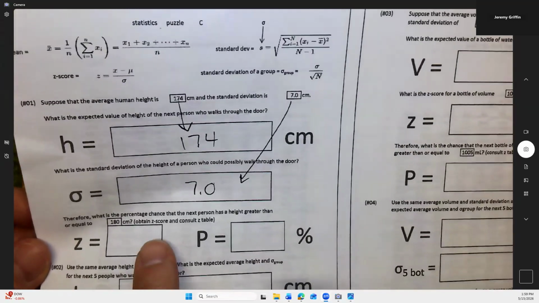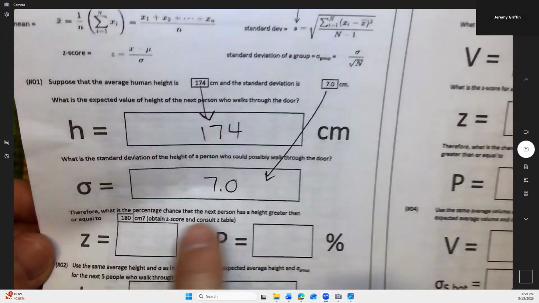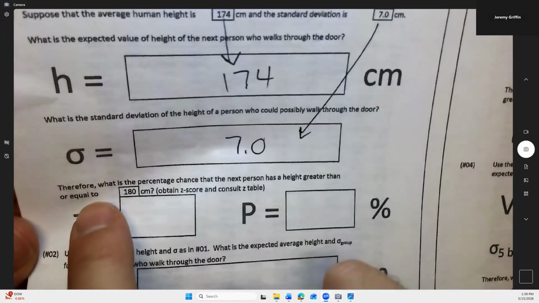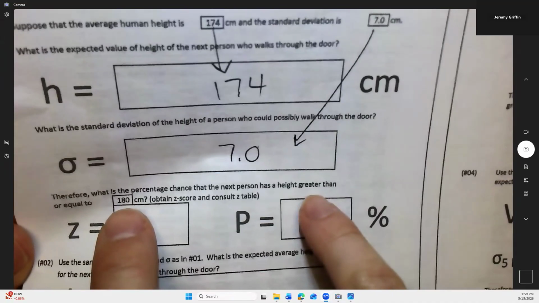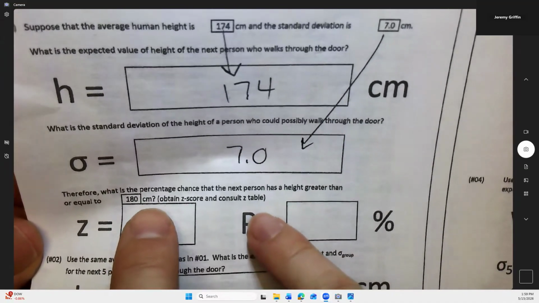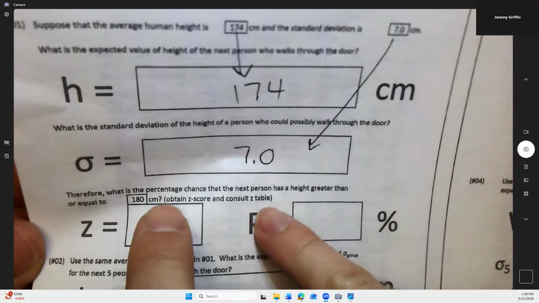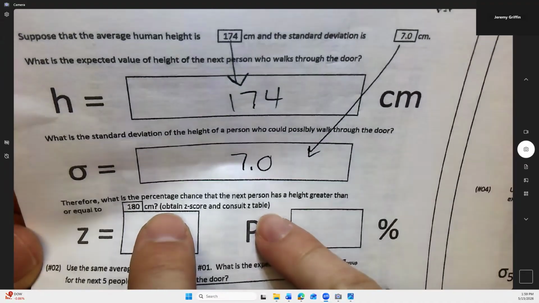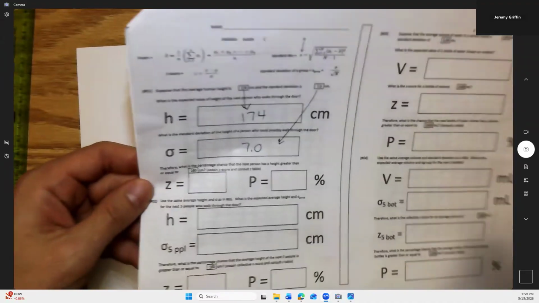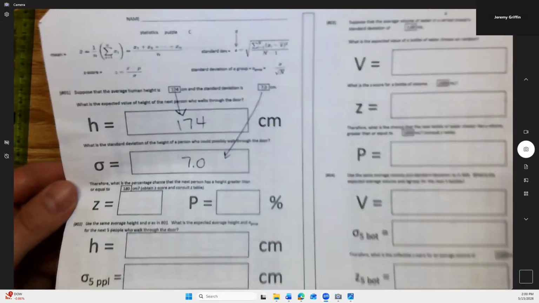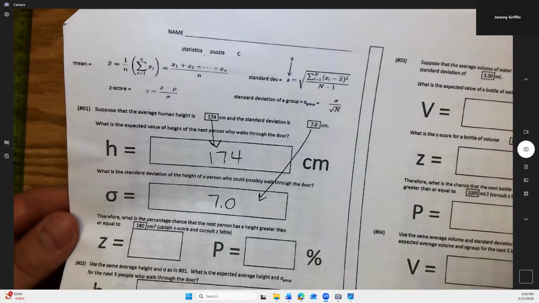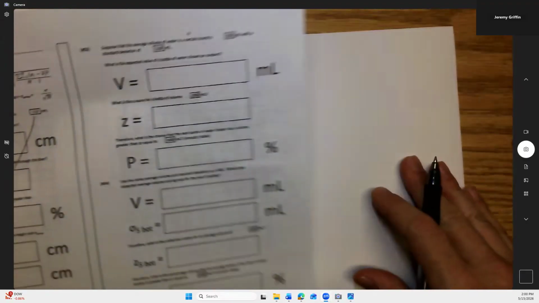Okay. Therefore, what's the percentage chance that the next person who walks in the door has a height greater than or equal to this very, very tall height here? Okay. And I remind you guys here in parentheses to get a z-score and then consult the z-table. You guys remember you have this z-table on the back of the packet? Okay. So I'm going to run my numbers, and then you guys run your numbers, so that when you turn this in and I check my grading key, then you'll have the correct value in place.